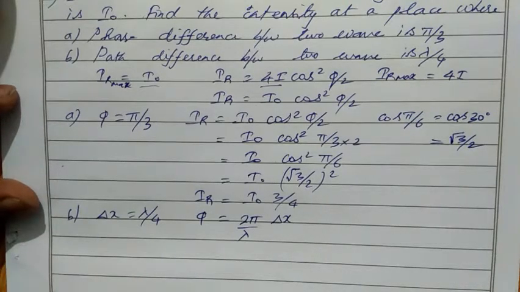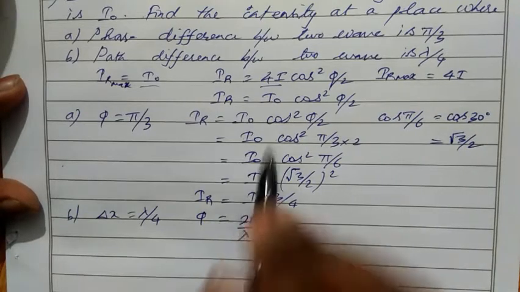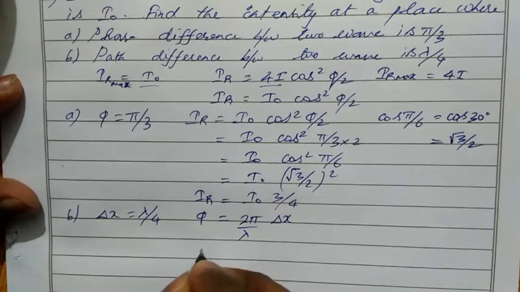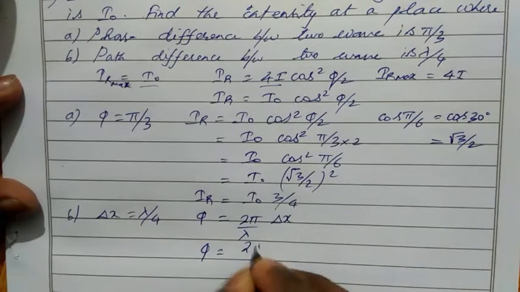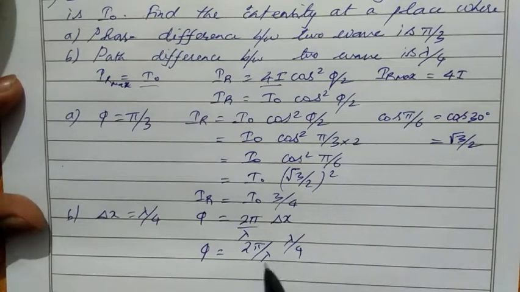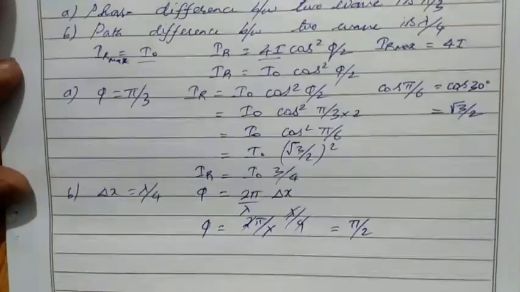Okay, so from this we can get the value of phi. Then we can substitute the phi value in the intensity equation and we will get the answer. So let's take phi equal to 2 pi by lambda. Instead of del x I take lambda by 4. So lambda gets cancelled, 4 and 2 get cancelled, then we will get pi by 2. Now the phi value is pi by 2.